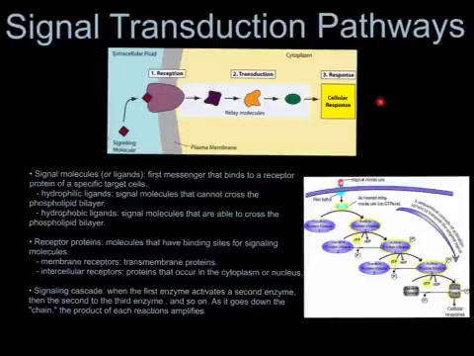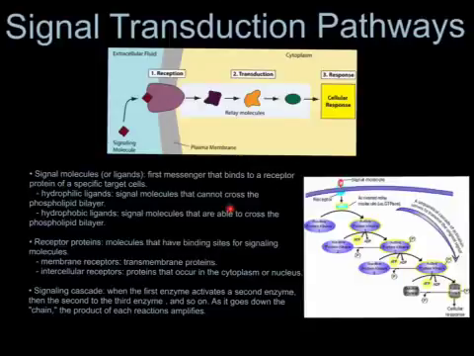First up is the signal molecules or ligands, which is right here. They're the first messenger that binds to the receptor of a specific target cell. There are two different kinds of molecules. One is the hydrophilic and the other one is the hydrophobic. The hydrophilic cannot pass the phospholipid bilayer, but the hydrophobic can.